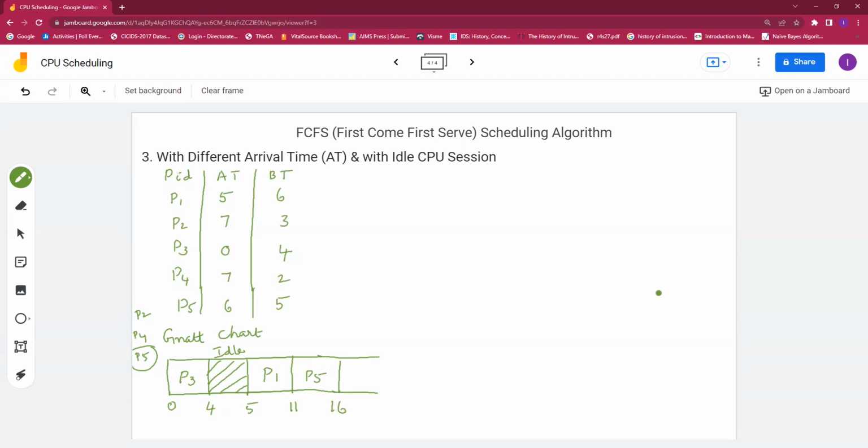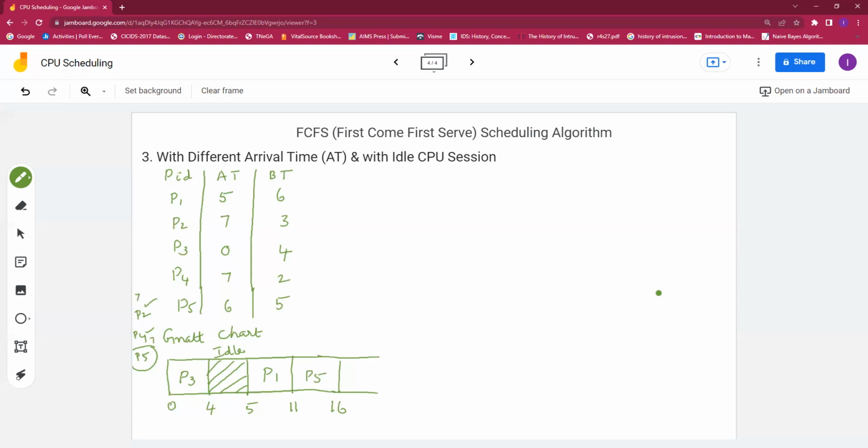Once again your CPU scheduler will see what processes are available in the ready queue. As you see, you have two processes available in your ready queue, P2 and P4. It has to find out which can be given to the CPU first. Now it will see the arrival time. The arrival time of P2 is 7, and the arrival time of P4 is also 7. So both have the same arrival time.